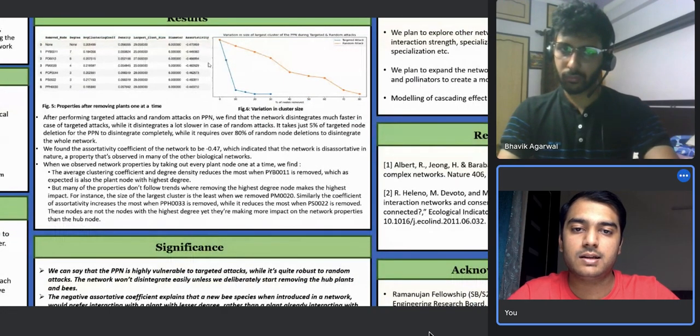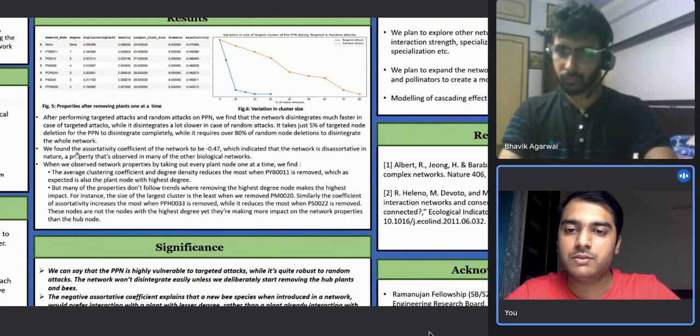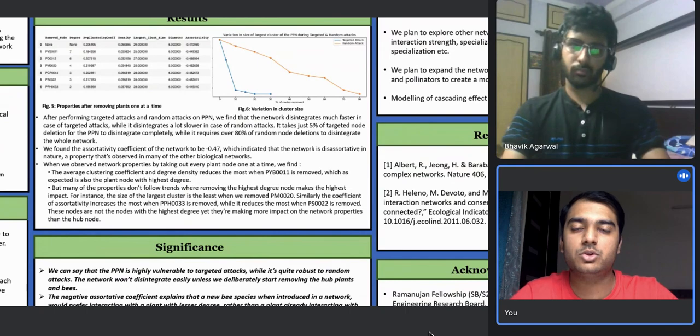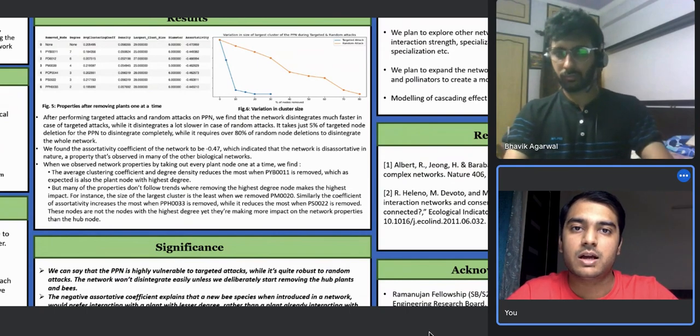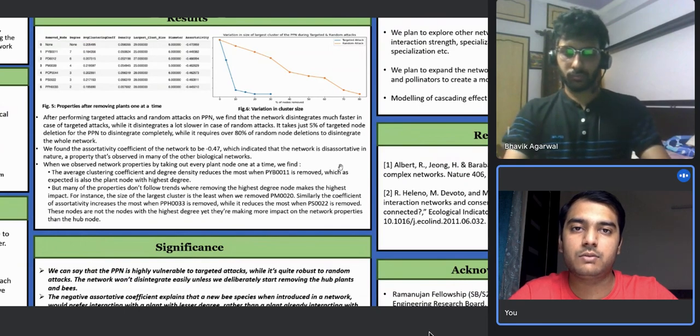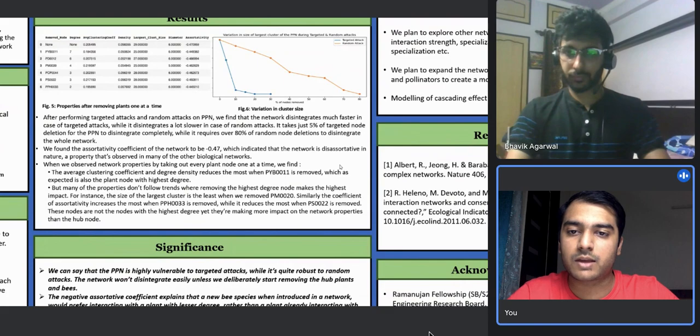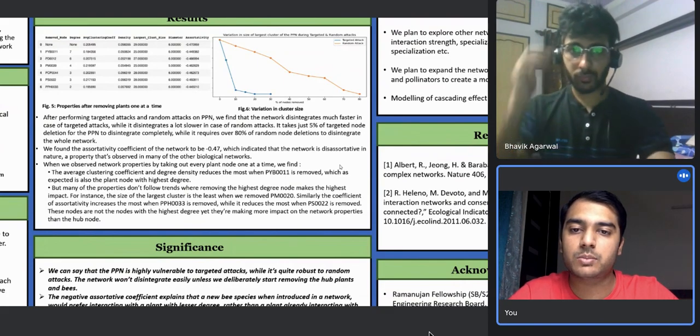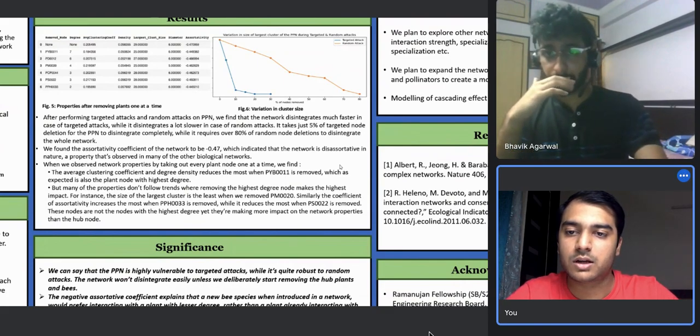So we can say that the network is highly vulnerable to targeted attacks. Then we found the assortative coefficient of the network, and it came out to be 0.47. And the negative sign indicates that the network is disassortative. And this same property is observed in several biological networks.